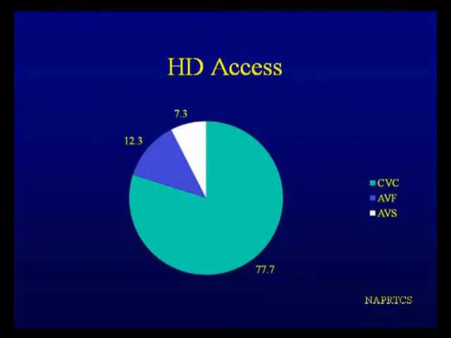And this is the current NAPRTCS data showing you the distribution of the different vascular accesses, and obviously because of the size issues, the vast majority of children currently in the US get dialysis through venous catheters, followed by AV fistulas at about 12.3%, and AV shunts are still being used in a small number.